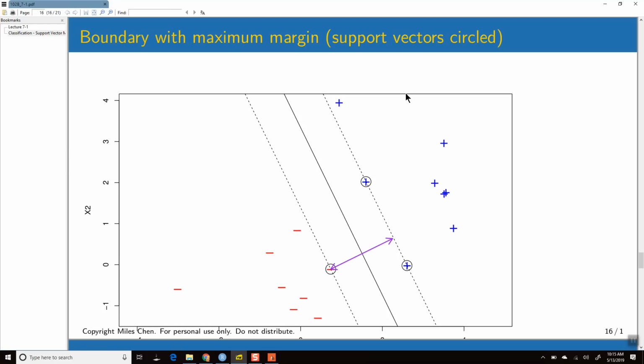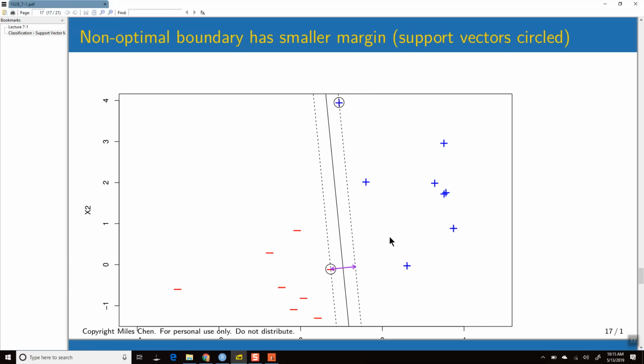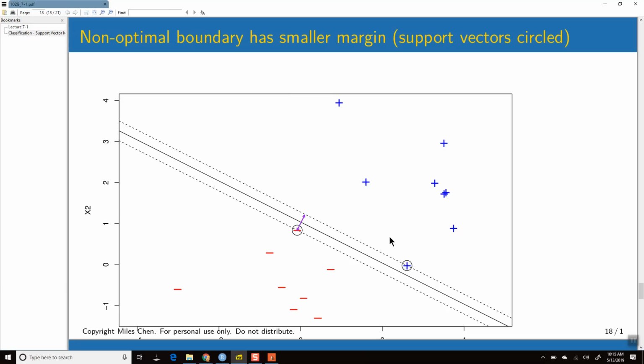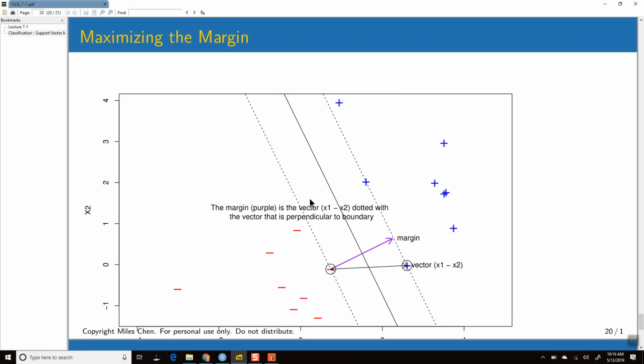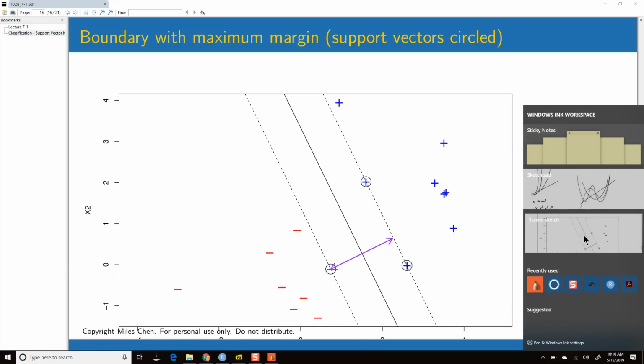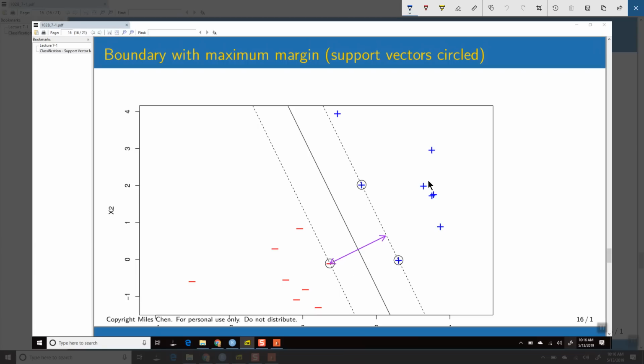So here is the margin, and we want to pick the boundary where this margin is maximized. These are non-optimal boundaries, and we can see their margin is a lot smaller. I'm going to go back to this picture. This line here, this vector, we will call our margin, and we want to maximize this.